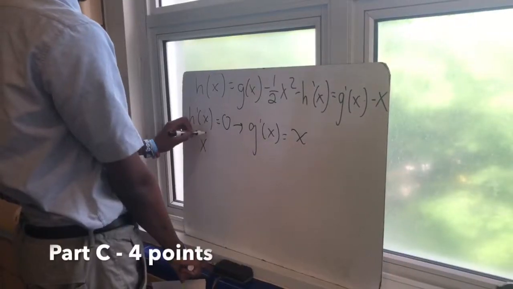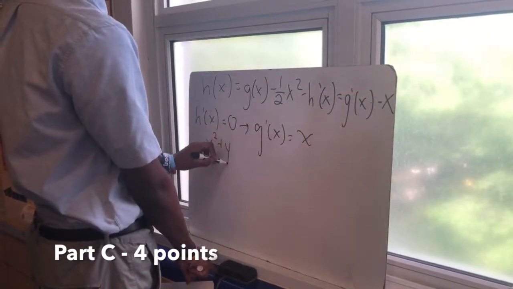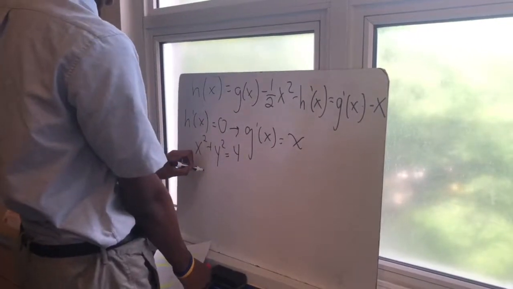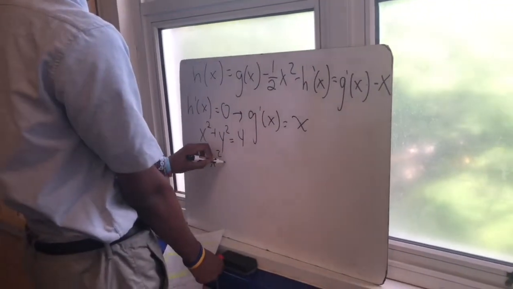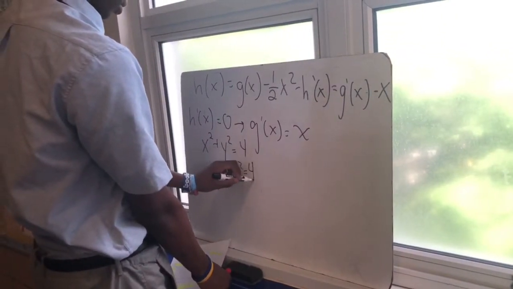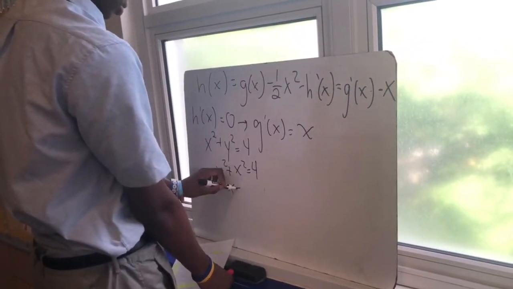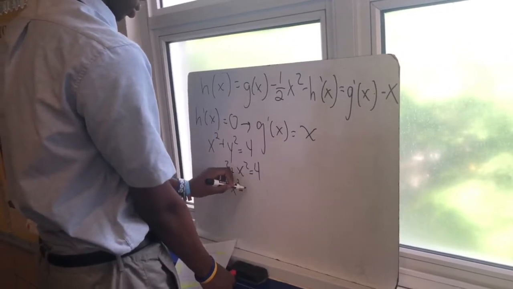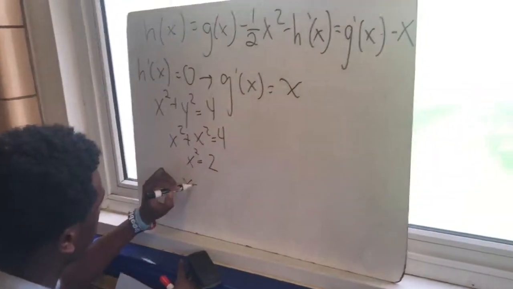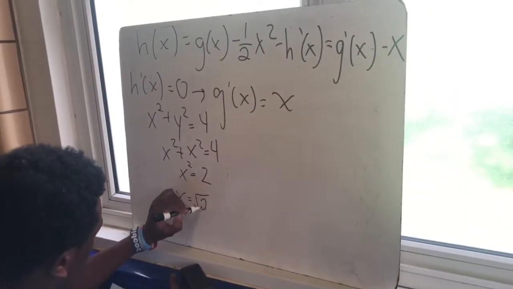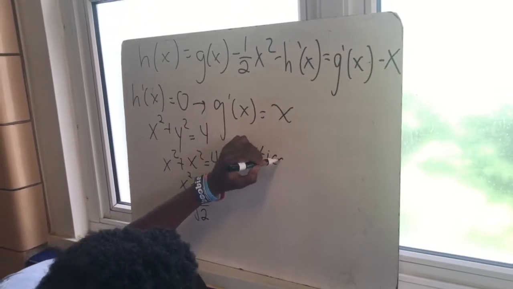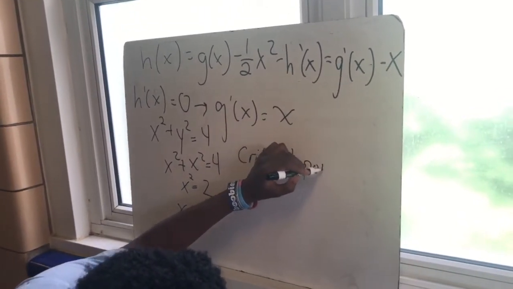For part C, we're given the function h of x equals g of x minus 1/2 x squared. For the first step, you have to take the derivative of h of x, which is h prime of x, which equals g prime of x minus x. And we're looking for the critical point of x, so we know that's when h prime is either 0 or undefined. But h prime is defined everywhere, so we're just looking for 0.